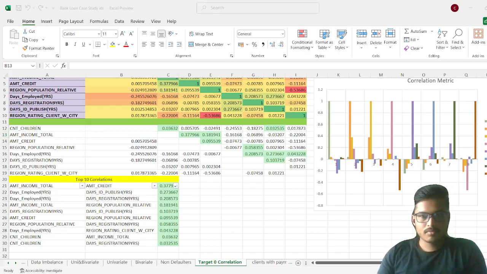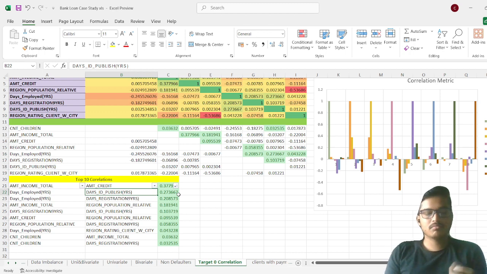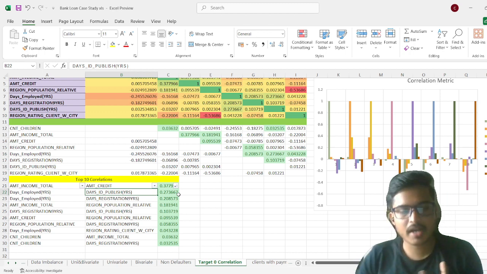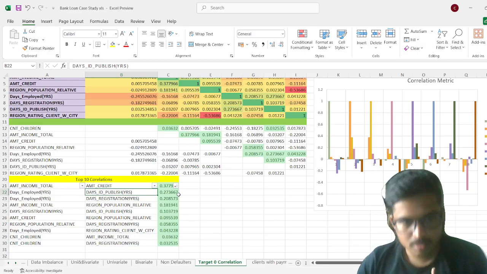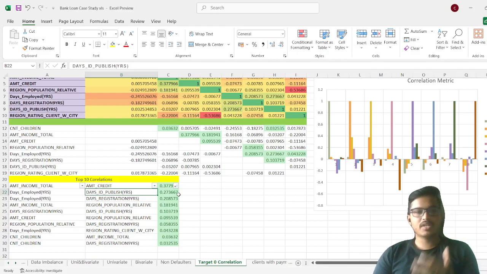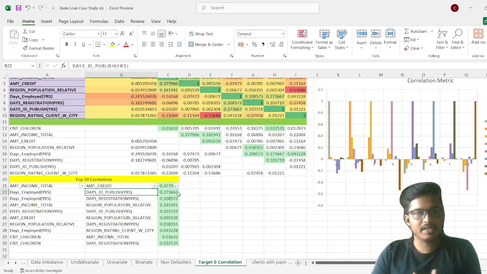Okay, and the days employed in years. The second correlation is found to be days employed in years with the days employed in publish, which is 0.27. Again, let me explain: if it is closer to 1, that means highly correlated. If it is closer to -1, that means highly negatively correlated, meaning the higher the income total, the lesser the credit is. But this is not the case here, it is positively correlated.